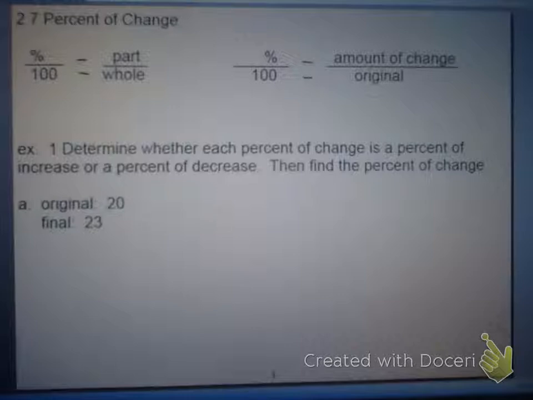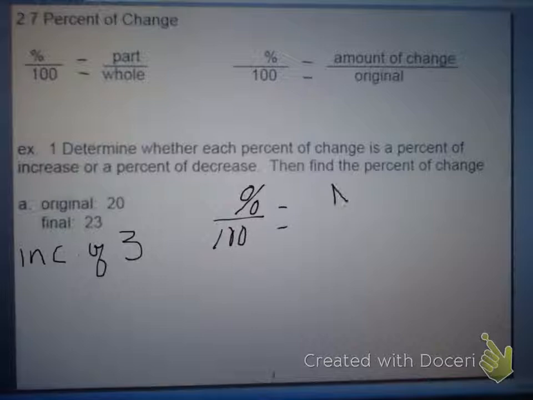Example 1, determine whether each percent of change is the percent of increase or percent of decrease. Then find the percent of change. In example A, the original was 20 and the final was 3. That is an increase of 3. So we're going to write our formula, percent over 100. The abbreviation for amount of change is a triangle. That means change over original.